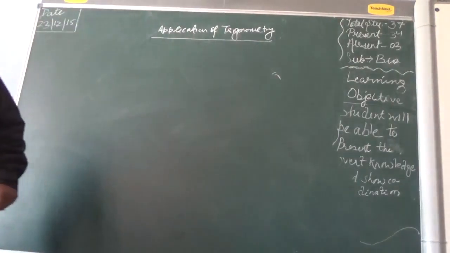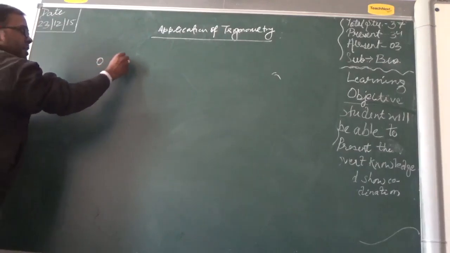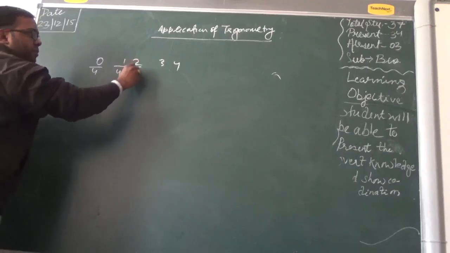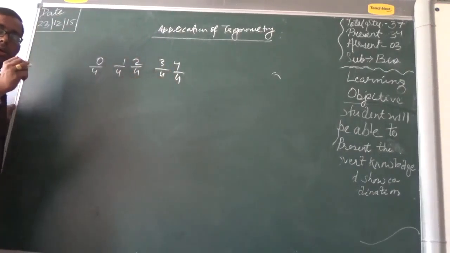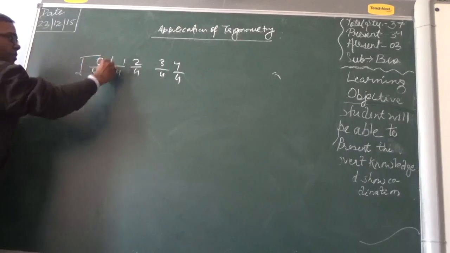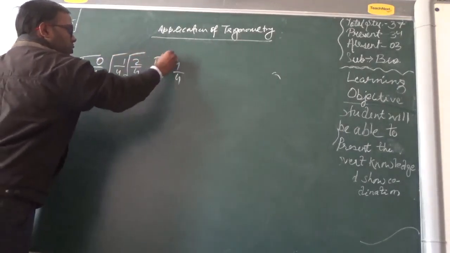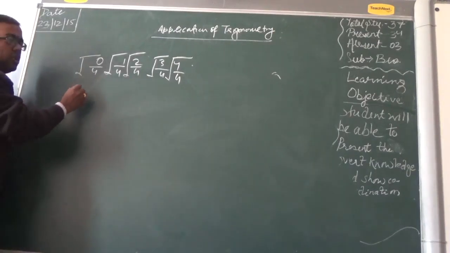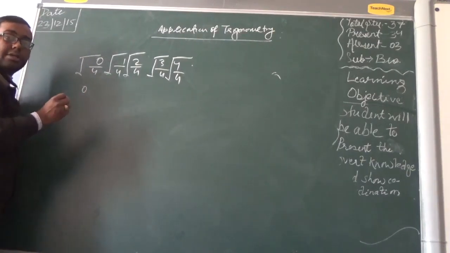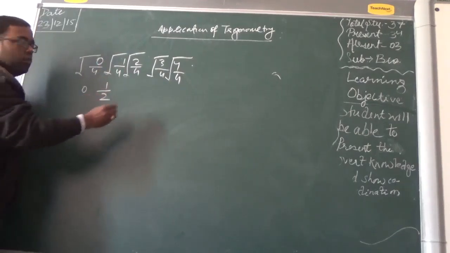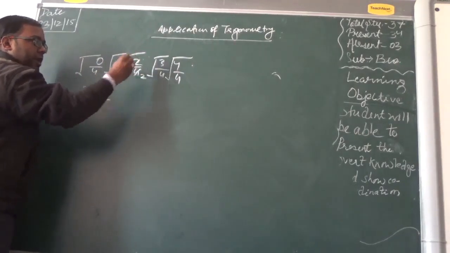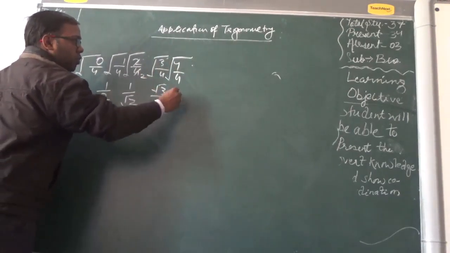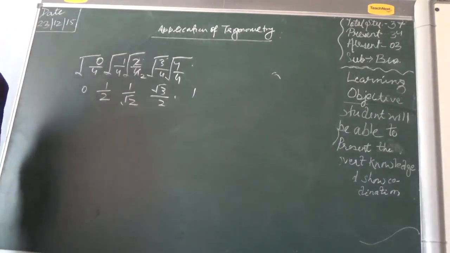How to calculate sin theta, cos theta, tan theta? Just write the numbers 0, 1, 2, 3 and 4. Divide by the highest number: 0 by 4, 1 by 4, 2 by 4, 3 by 4 and 4 by 4. Take the root of everyone: root of 1 by 4, root of 2 by 4, root of 3 by 4, root of 4 by 4. Now 0 by 4 root equals under root 0 equals 0. 1 ka root is 1, 4 ka root is 2, 2 2s are 4. So the values are 0, 1 by 2, 1 by root 2, root 3 by 2, and 1.